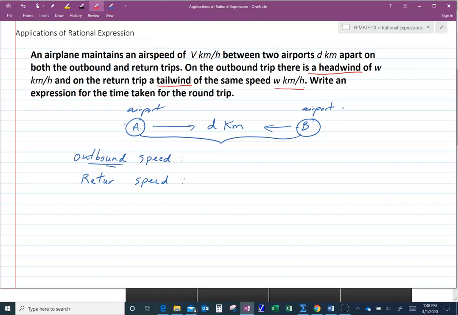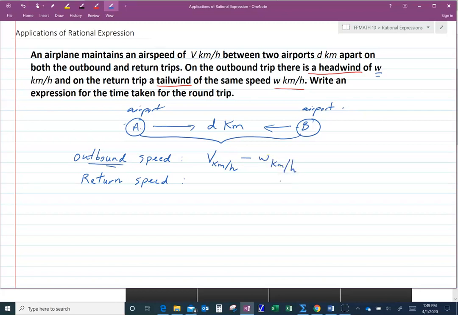All right, so first we need to write an expression for the speed of the two, the outbound and return, and then go from there. So let's do that. If the outbound speed, just the aircraft, is v kilometers an hour, but because it's outbound, you have a headwind of w. So that means the speed of the aircraft is going to slow down by the factor w. So you say minus w kilometers per hour.